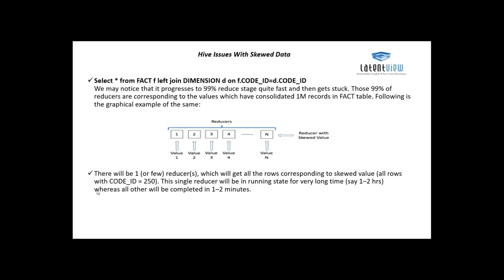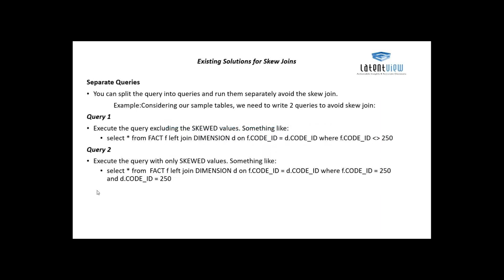So how can we avoid it? There are multiple ways of doing it. One is you can split your actual query into 2 parts. Means if your query is very small and if you are able to understand the query, you can split it into 2 parts: do the join with code ID not equal to 250 and one more query with code ID equal to 250, and do a union all. So that in that case, the time taken to complete will be very less.